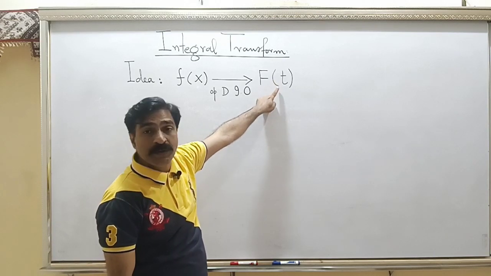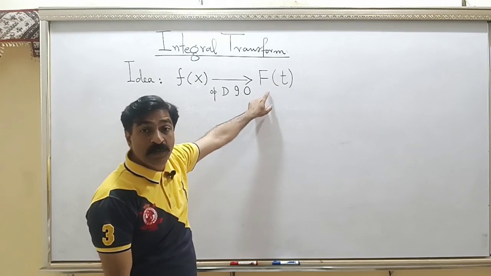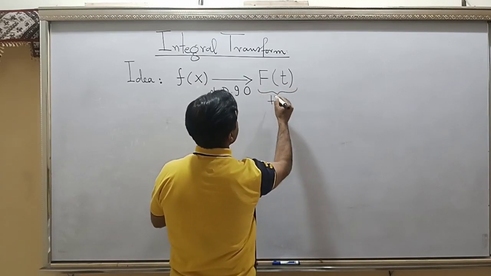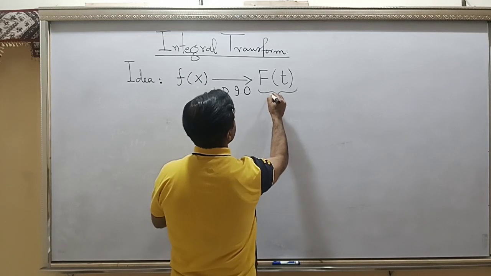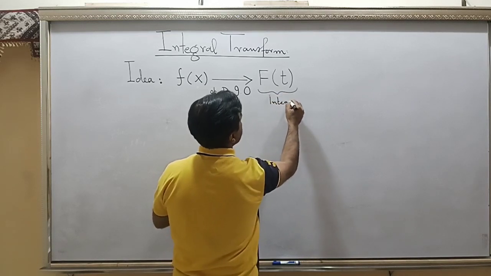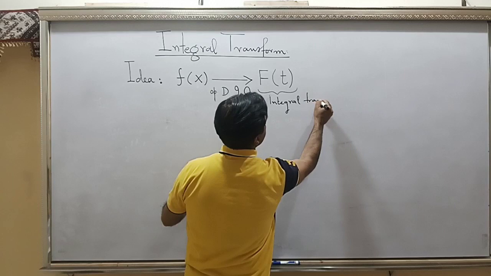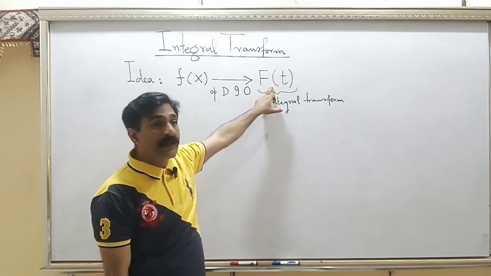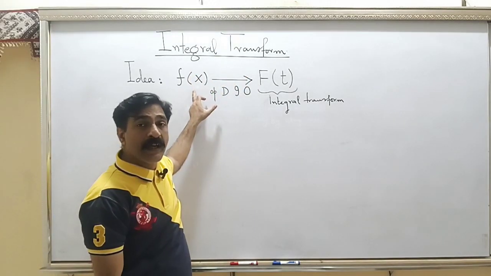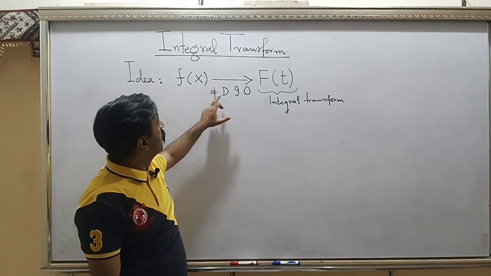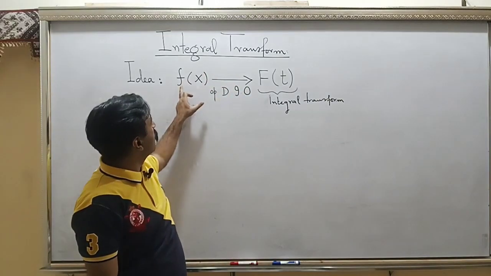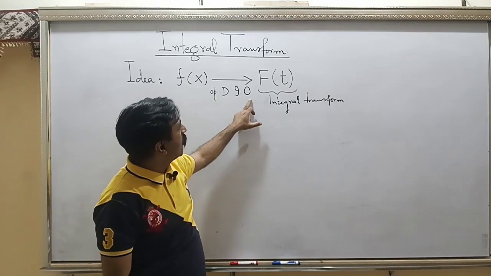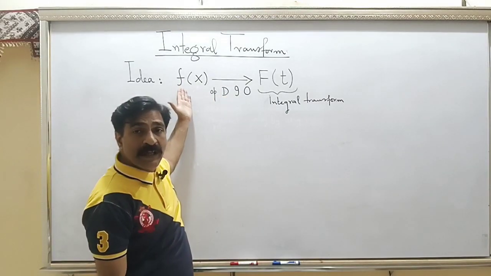Basically the new function which you get is known as the integral transform. So the integral transform is basically the new function which you get from the old function. And how do you get it? You get the new function from the old function by operating an operator, which is a definite integral operator, on your old function f(x).